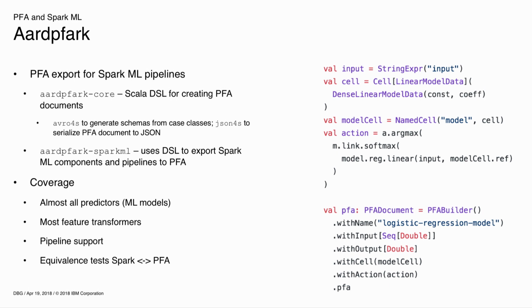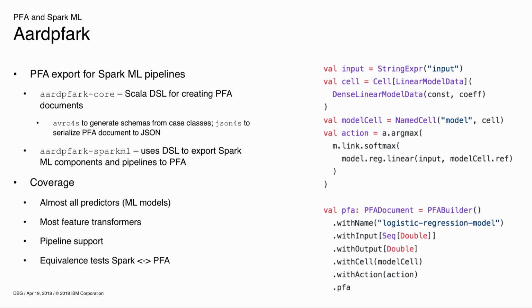And we wrap up the action with the built-in functions, and we pass it the input in the model cell, and then we create a little PFA document. And again, we use Avro4S to make our lives easy. We don't have to go and define Avro schemas manually, which is not terrible, but not that fun. We can just pass in some Scala types there as tags, and it'll do the magic for us.